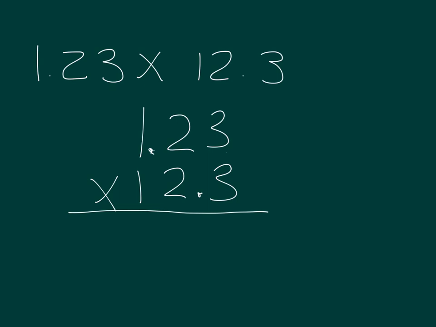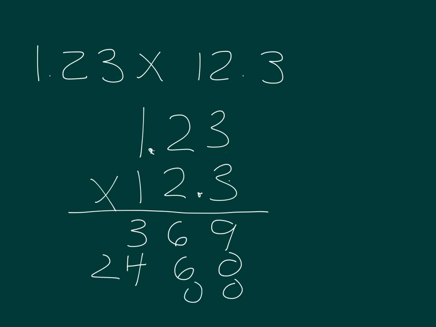So, we do just like we normally do. 3 times 3, that's 9. 3 times 2 is 6. 3 times 1 is 3. Bring down a 0. 2 times 3 is 6. 2 times 2 is 4. 2 times 1 is 2. 2 zeros here, and that's 3, 2, 1. And we're going to add all this up.